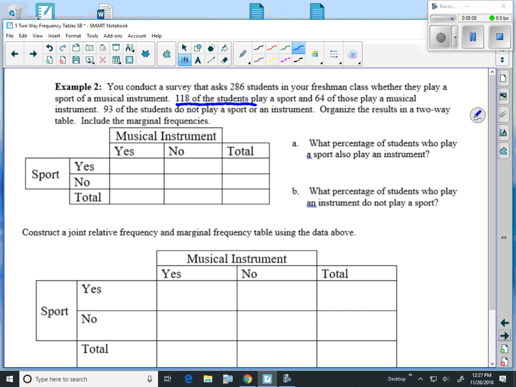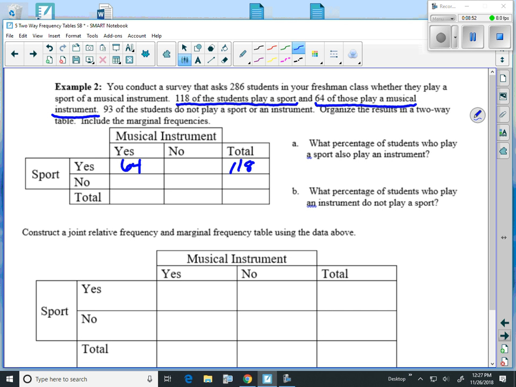It says 118 students play a sport. So if we go under sport, total should be 118, right? With me? Okay. Of those, it says 64 play a musical instrument. So is that yes or no for instrument? Yes. So that's yes sport, yes music. Okay, so that's double yes here. So that is 64.